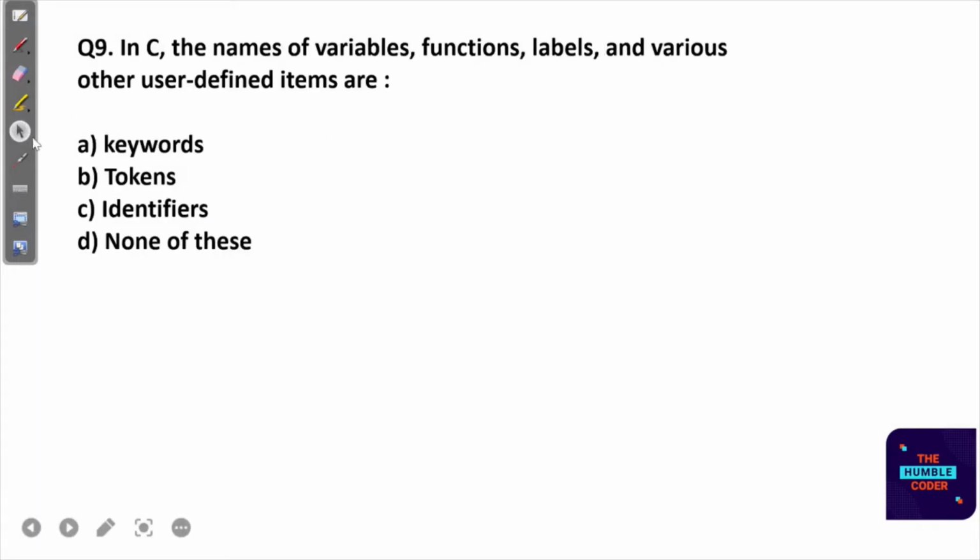In C, name of the variables, functions, labels, and various other user-defined items are keywords, tokens, identifiers, none of these. So the correct option for this will be the name of the variables, functions, labels, and various other user-defined items are called as identifiers. So the correct option in this case is option number C. Moving ahead with the next question.